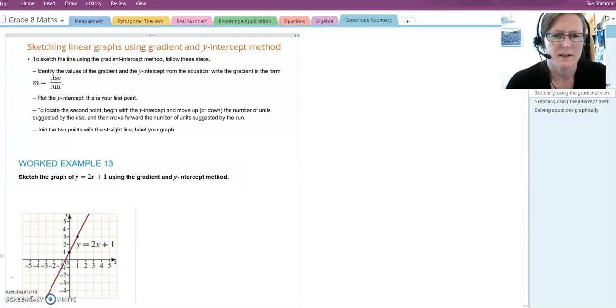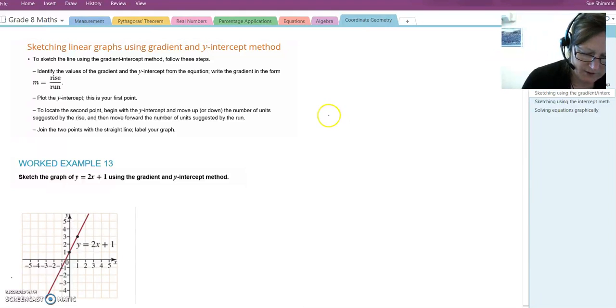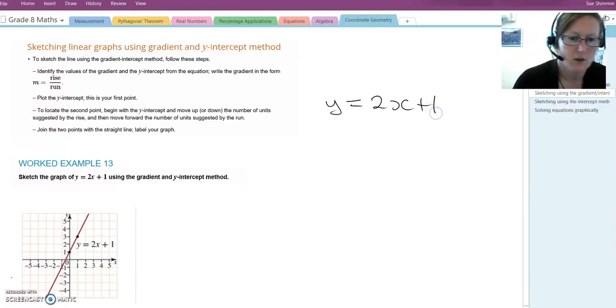Let's look at how we sketch linear graphs using the gradient and intercept method. We need to follow a few steps. From the equation, we need to identify the gradient and the y-intercept. So in our worked example 13, that's our equation. We need to identify the gradient and the y-intercept.